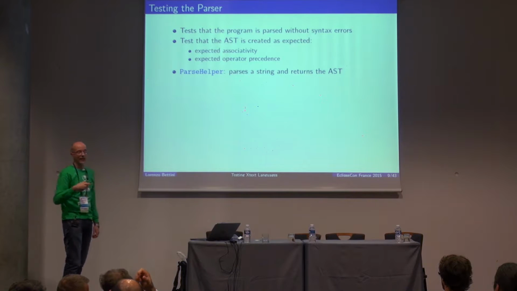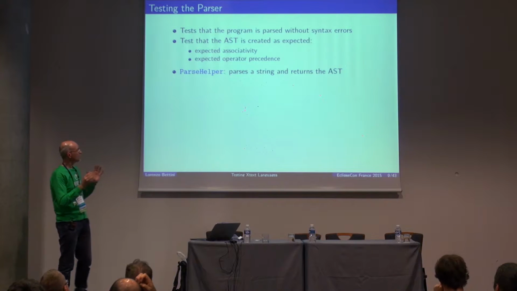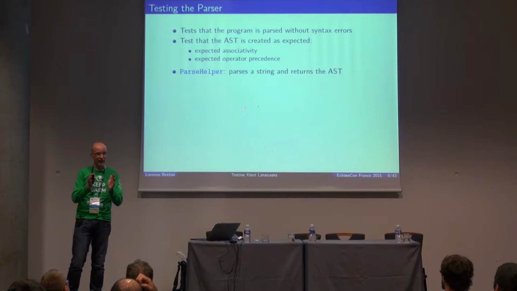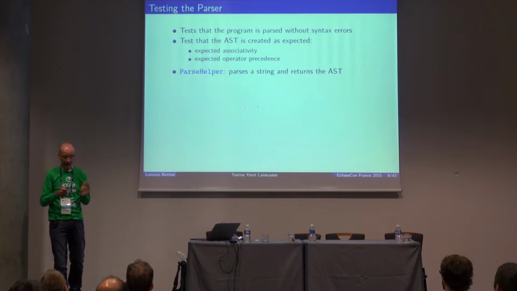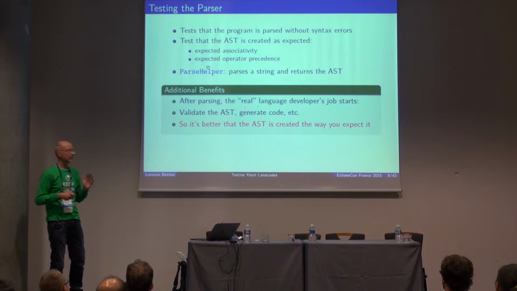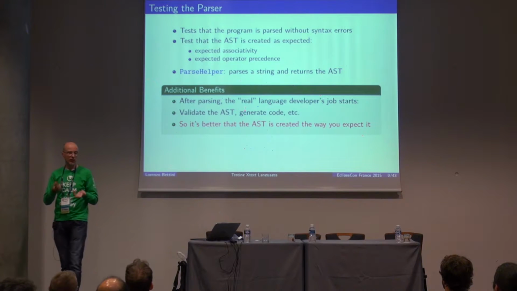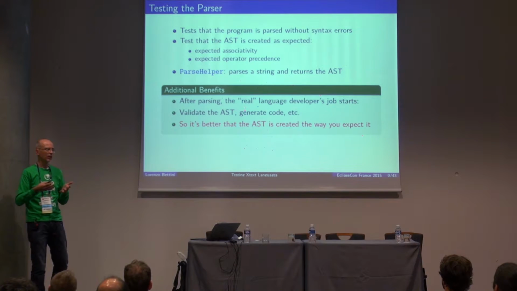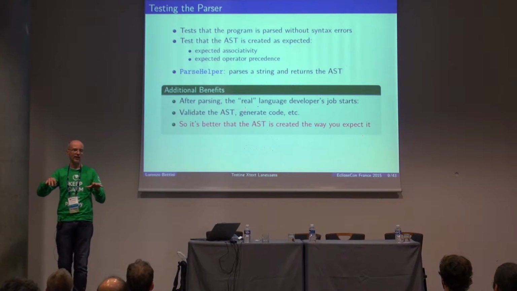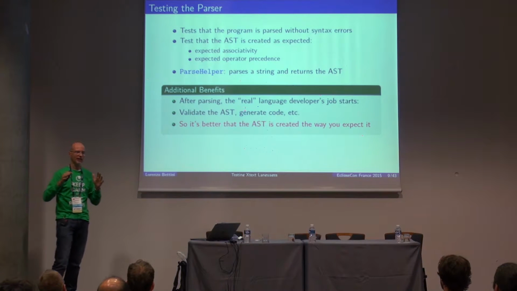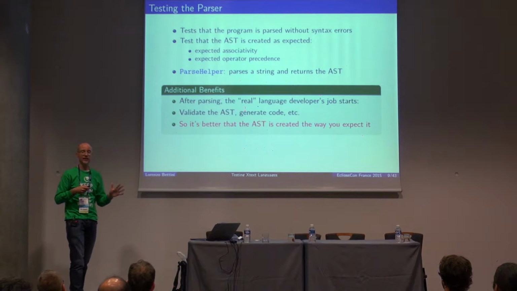What we are going to test is not only that we are able to parse a program correctly, but that the associativity of our expressions is correct and that the priority of operators in our expression language is correct, okay? And that's very, very important, not only because we are testing the parser, but because most of the time as a developer of language, after parsing the language, most of the time you will walk in the AST. So you really have to make sure that the AST has the structure you expect. That's why it's important to start testing from the parser.